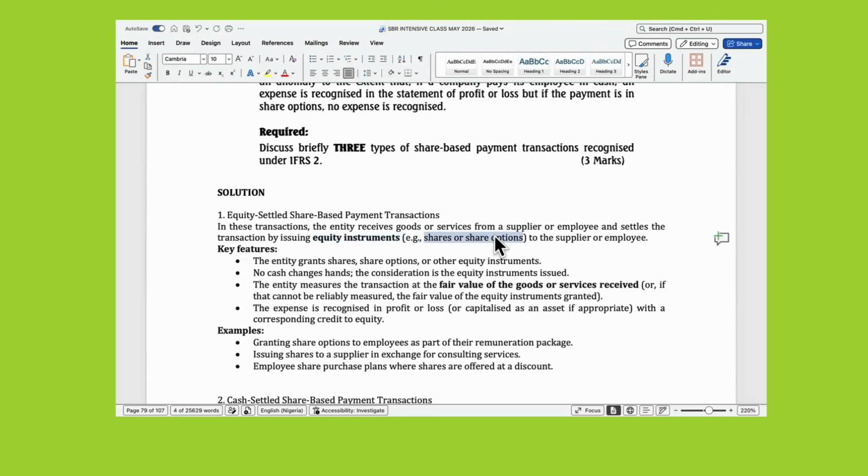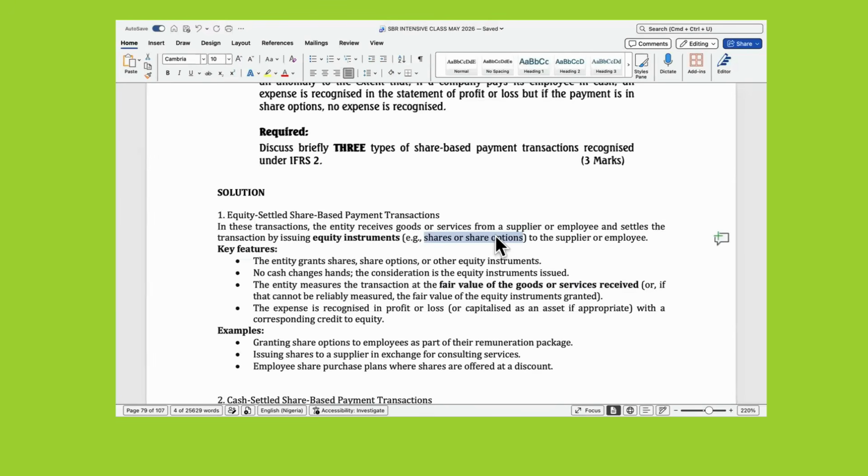Shares is you're giving the shares immediately. When you're issuing shares, it means you're giving the person shares immediately. The person immediately becomes your shareholder. But a share option is a promise to give shares, meaning you are not giving the shares now, but you're going to give the shares in the future, most likely when the counterparty meets certain conditions. That is when you're going to give the shares to the counterparty, that is your employee or a supplier.